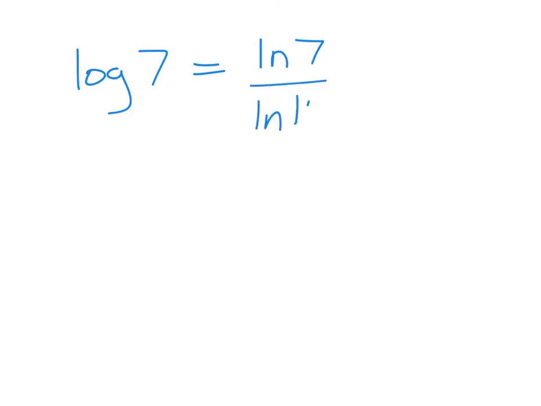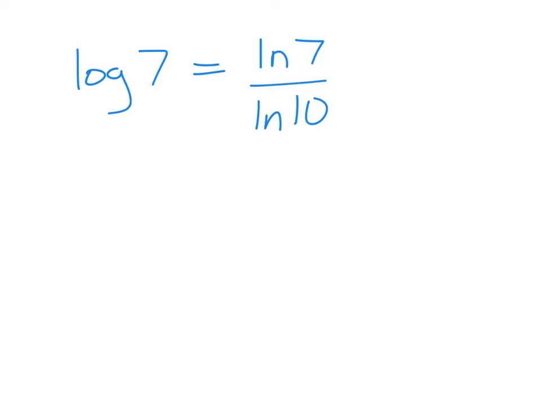Does that make sense to everybody? It's a real easy thing to check. So if I say log of 7 and you type that into your calculator, then we can also do the natural log of 7 divided by the natural log of 10. And those two things should give you the same thing on your calculator. But it works no matter what.